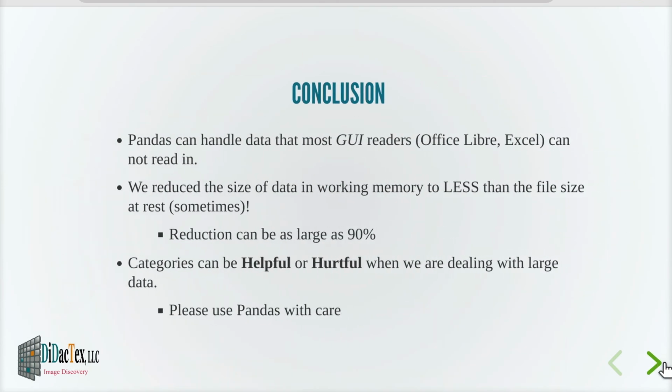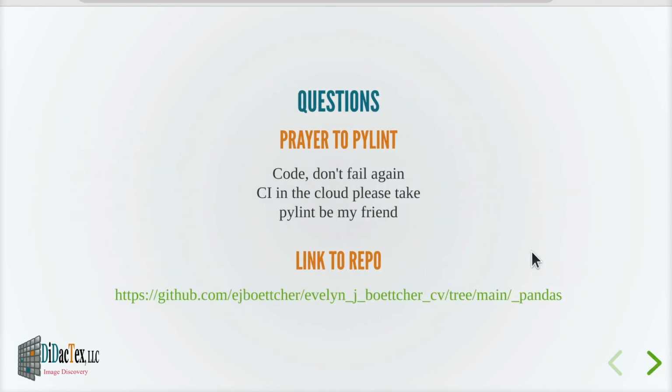So in conclusion, Pandas can handle data that most GUIs cannot read. Excel tends to max out at 1 million lines. We reduce the size in working memory to less than the file size at rest. Sometimes the reduction can be as large as 90%. So categories can be helpful and they can be hurtful, so we need to take care when using them.